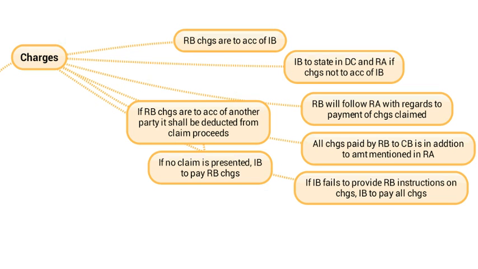All charges paid by the reimbursing bank to the claiming bank are in addition to the principal value allowed in the reimbursement authorization. If the issuing bank fails to provide the reimbursing bank instructions on charges, then the issuing bank will be liable for all such charges. If charges are to another party's account, then such charges will be deducted from the reimbursement proceeds payable to the claiming bank. In case no claim is received, such charges will be claimed by the reimbursing bank from the issuing bank.